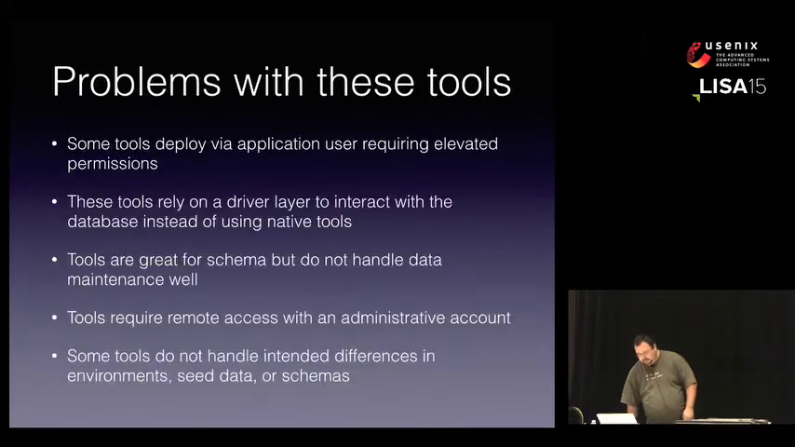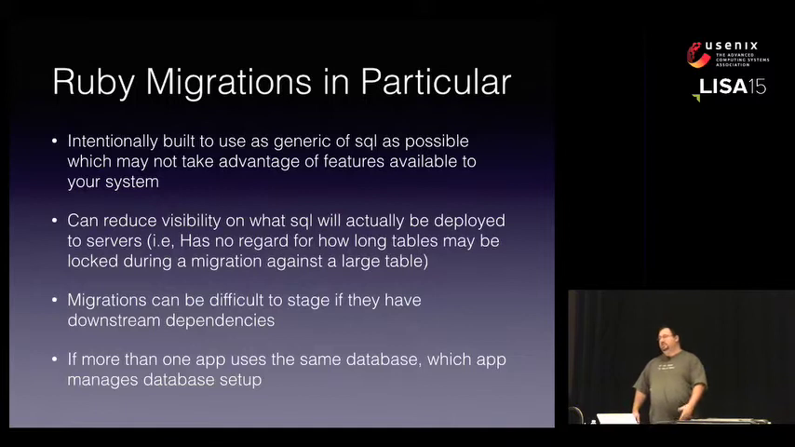So actually, let me talk a little bit more about Rails migrations in particular. We're a Rails shop. We do tons of stuff with it, and that was one of the biggest things that we evaluated. So one of the things that Rails does is it intentionally builds things to use as generic of SQL as possible. It tries to work with everything. It's abstracted everything out, and it wants to treat SQL Server the same way it treats SQLite, the same way it treats MySQL, the same way it treats Postgres. And that has all kinds of issues.